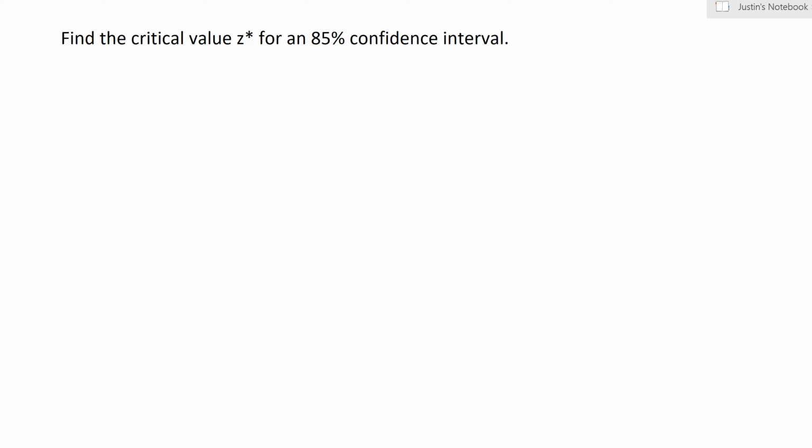In this video, we're going to see how to calculate the critical value Z star for an 85% confidence interval. And we're going to use a TI-84 calculator, but it's very similar to using the TI-36. So how do we do this? First, let's draw a picture.